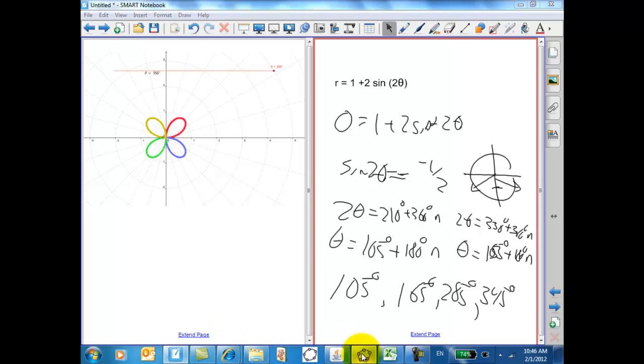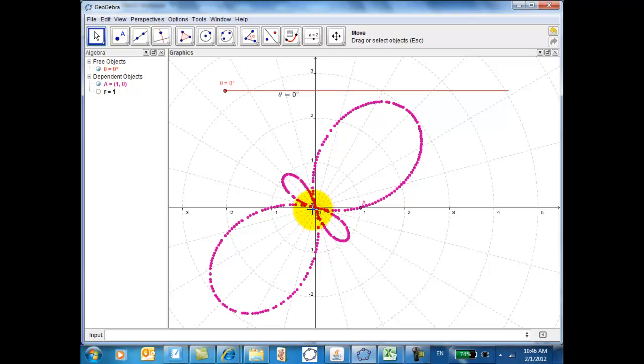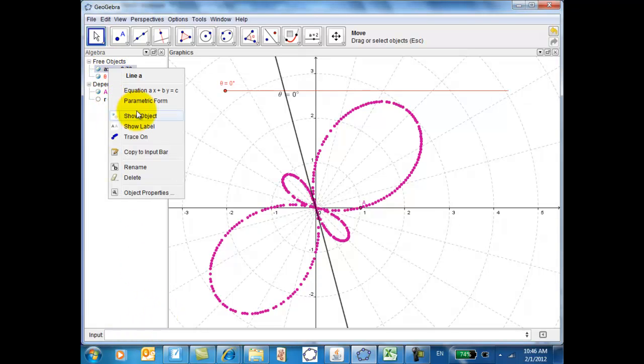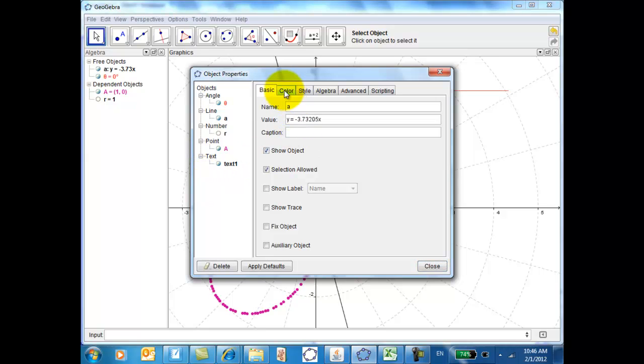How do I get the line that has a slope of 105 degrees? Remember the tangent of the angle is the slope? You're right. That was Tiwa. Tangent of 105 degrees times x. And there's your polar guide. I'm going to go ahead and make that dashed.